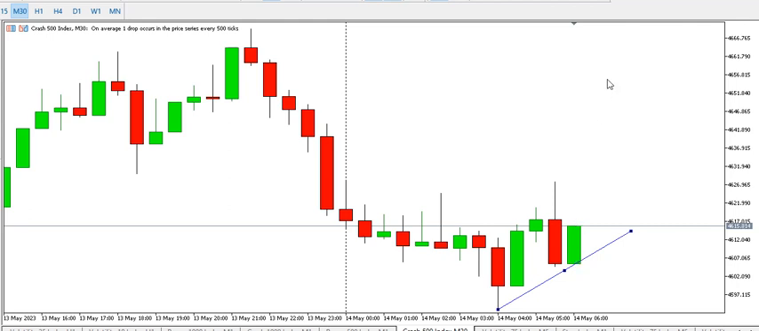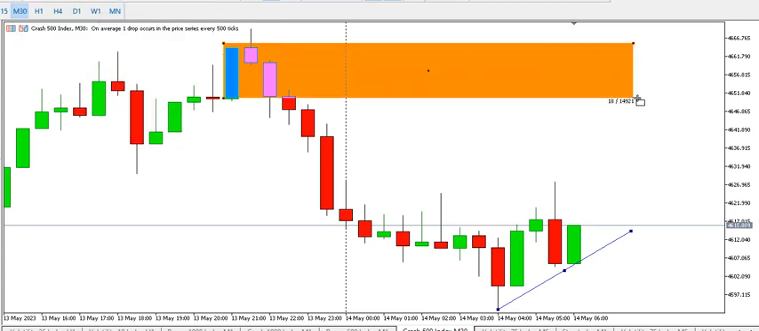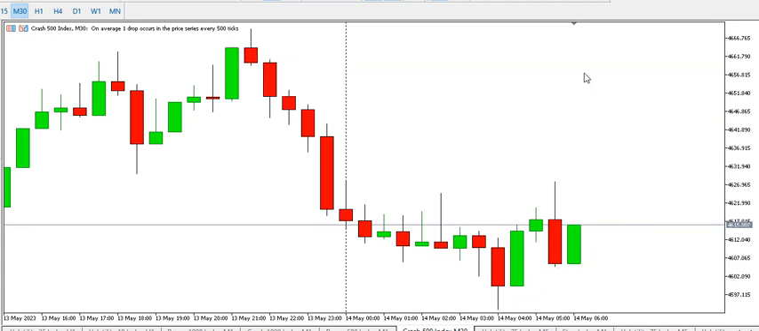Price might be going back to the resistance area. We have a resistance area at this particular point. Price might be heading there if we don't see a spike going down. If we don't see this ascending trend line being broken, price might go back to the resistance area.